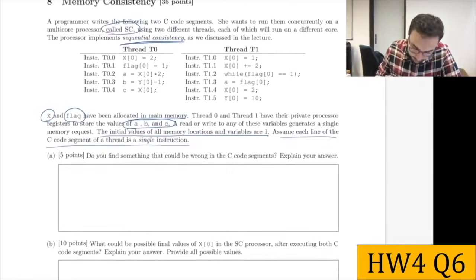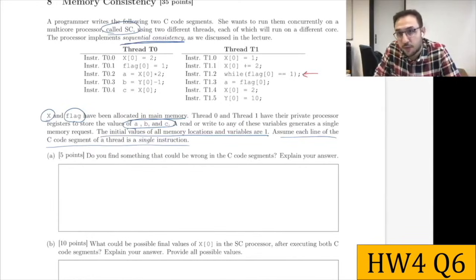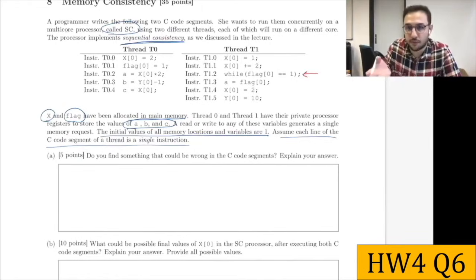Let's look at that. If you notice, there's a loop here, and it iterates as long as flag 0 equals 1. From the assumptions, we know that flag 0 equals 1 in the initialization, and its value never changes. So the problem is thread 1 will never finish.